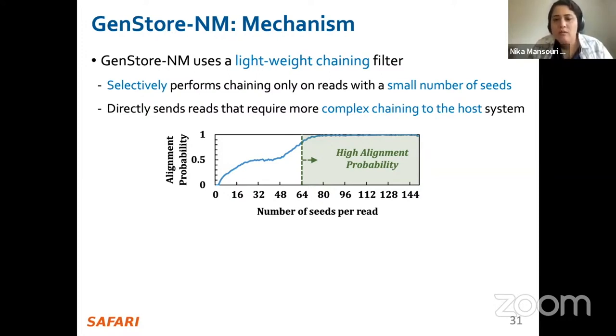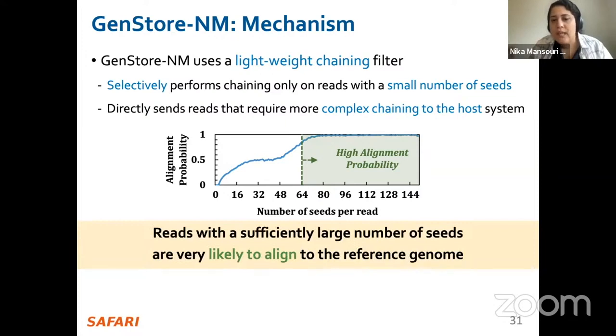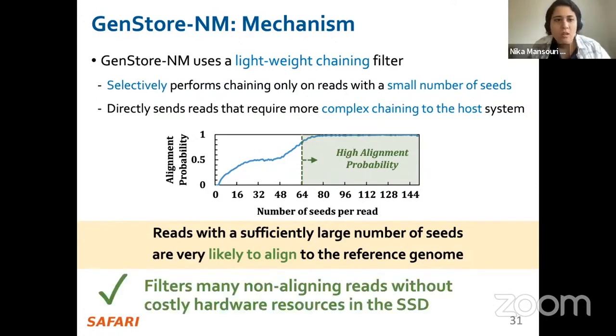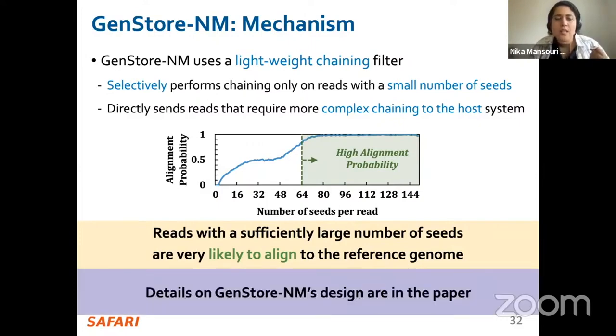So we conclude that the selective, lightweight chaining approach can filter many non-aligning reads without costly hardware resources inside the SSD. I do not dive into the details of the design, how we exactly perform this chaining hardware efficiently inside the storage system. But if you're interested, please take a look at our paper. We explain in detail how GenStore NM works.